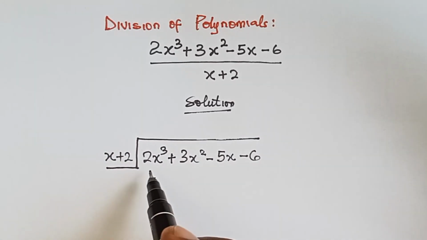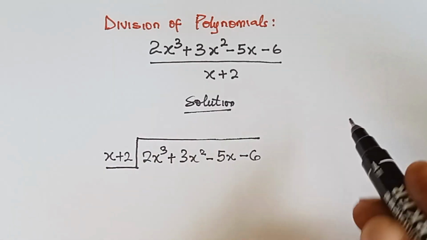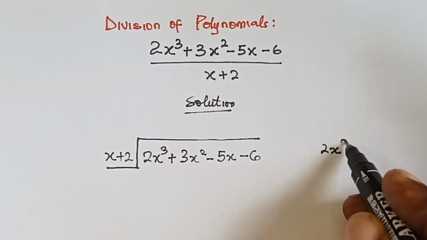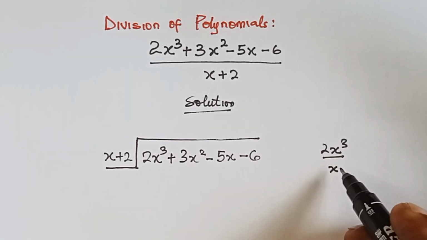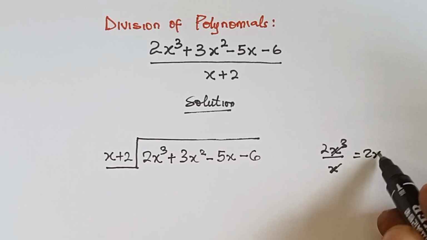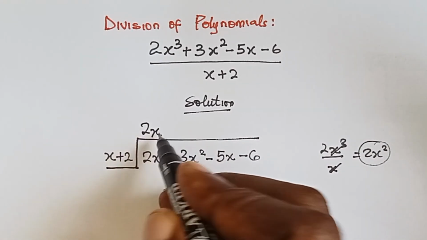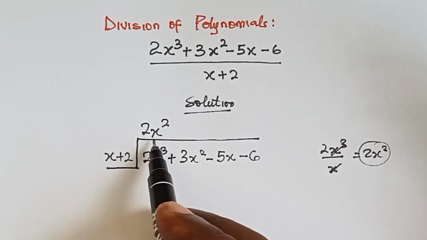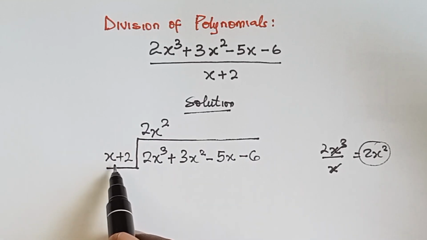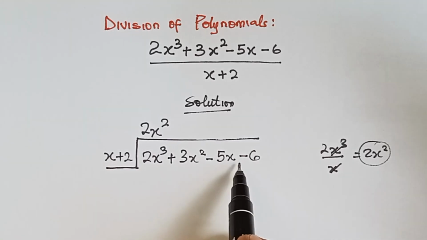All right, so what we do first is we're going to divide 2x raised to the power 3 by x. That is, we have 2x raised to the power 3, you divide it by x, and the x cancels x here, we have 2x squared. All right, so we're going to write the 2x squared here. Now we're going to multiply this 2x squared by x plus 2. Okay, this is our divisor, this is our dividend.